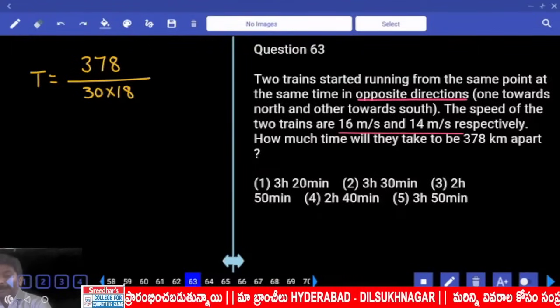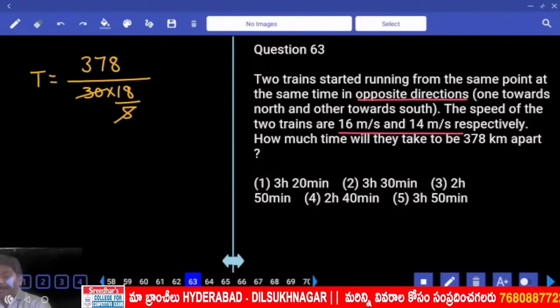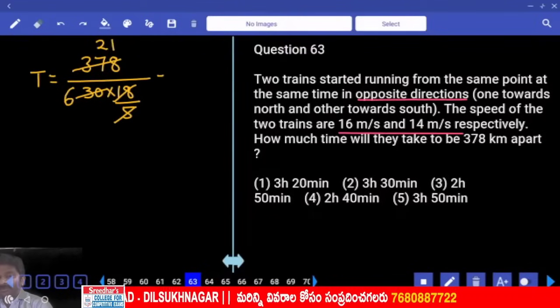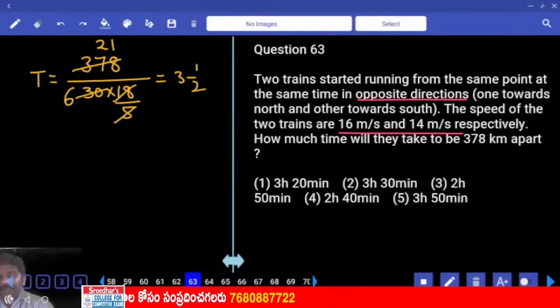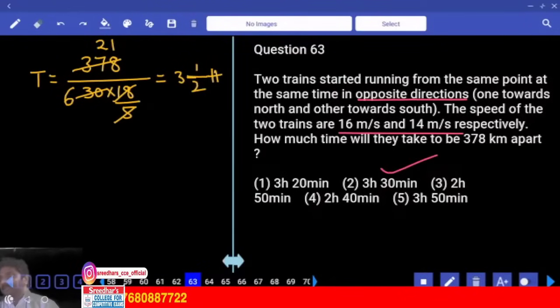Multiply by 18 by 5. Correct? 5 how many times? 18, 21 times. 21 by 6, 7 by 2, 3.5 hours. In hours and minutes combination, 3 hours 30 minutes.